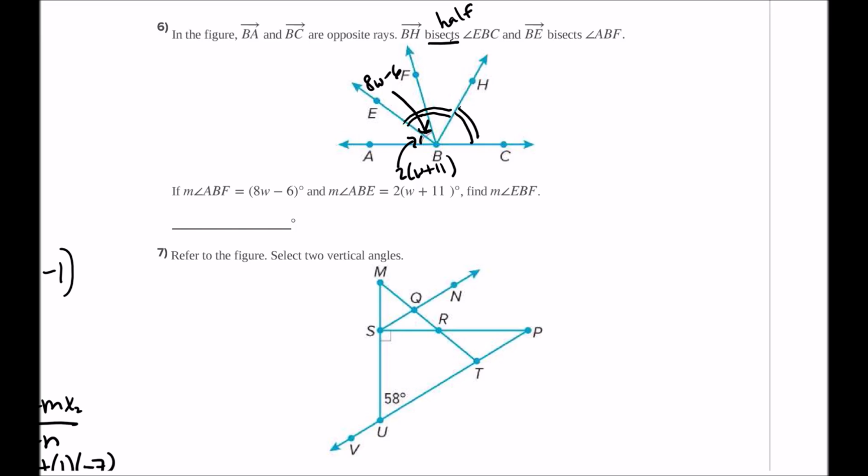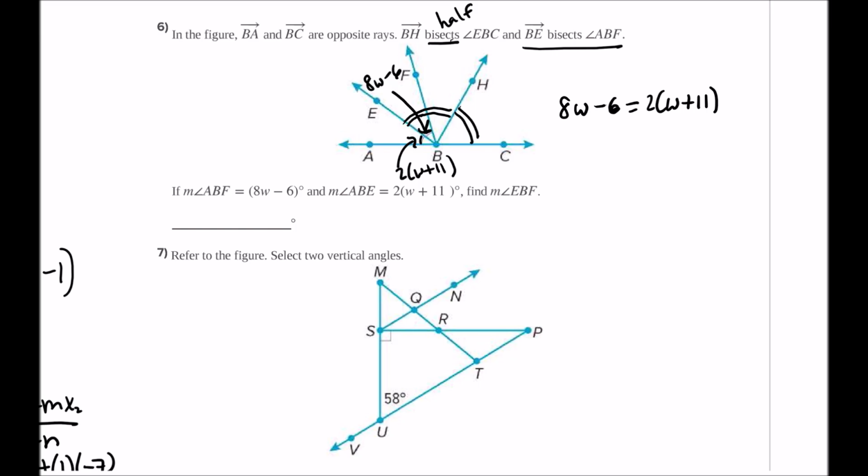So based off of this information here, okay? All right, so that means bisect means cut in half, so those two are the same, so we're going to set them equal to each other. 2 times W plus 11, and then we're going to find EBF. So EBF, or what is EBF?